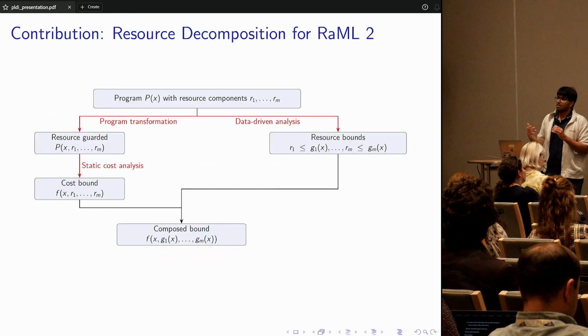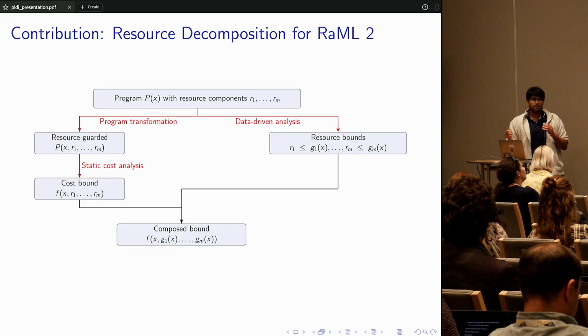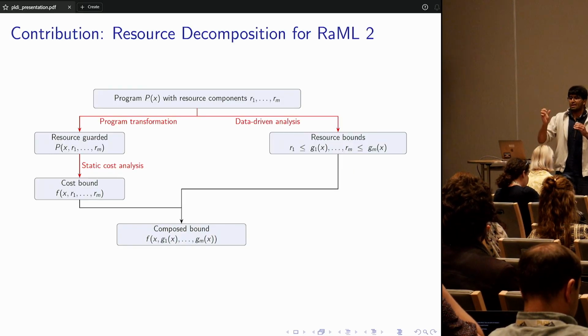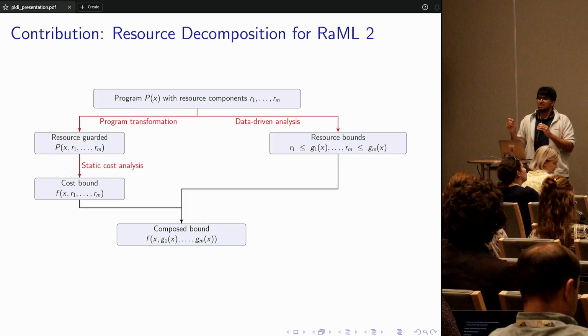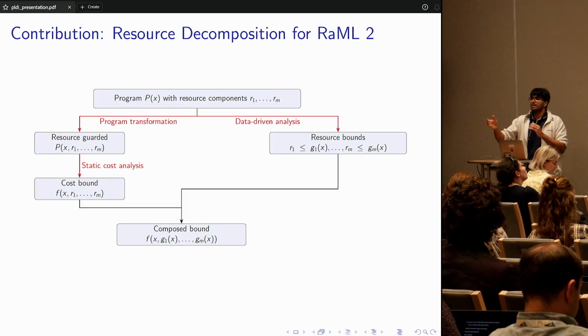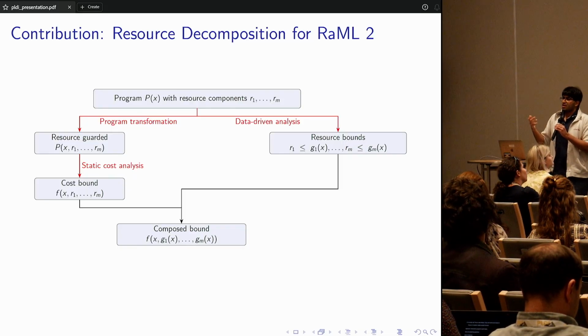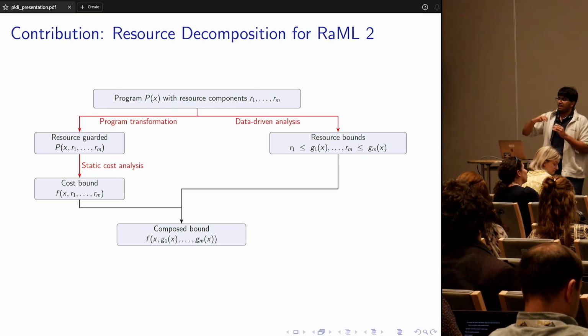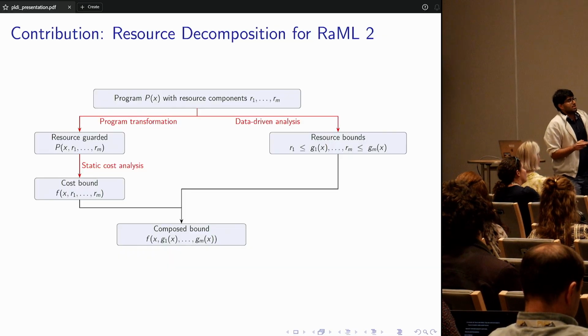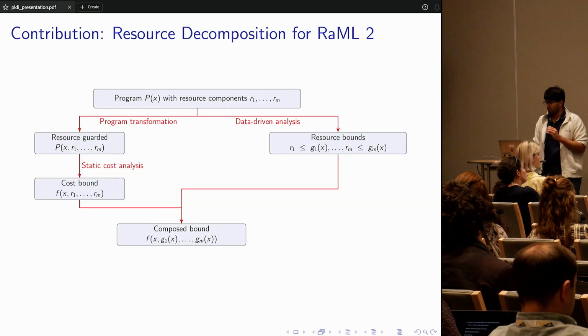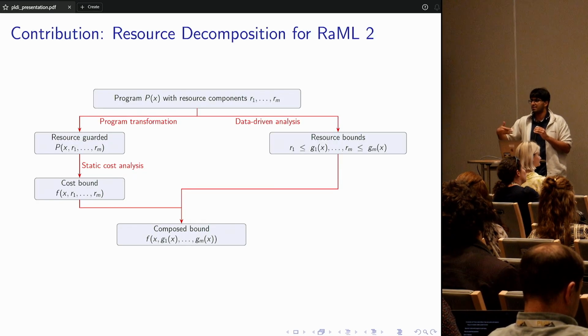Independently, we run our data-driven analysis, which proceeds by running the program on a finite set of generated inputs, as well as logging the peak recursion depth of each function at runtime. This induces a cost dataset which we can then analyze via the existing data-driven analysis model to derive a linear or logarithmic univariate bound on each resource component. Once that's done, we can compose the two bounds to report our final composed bound.